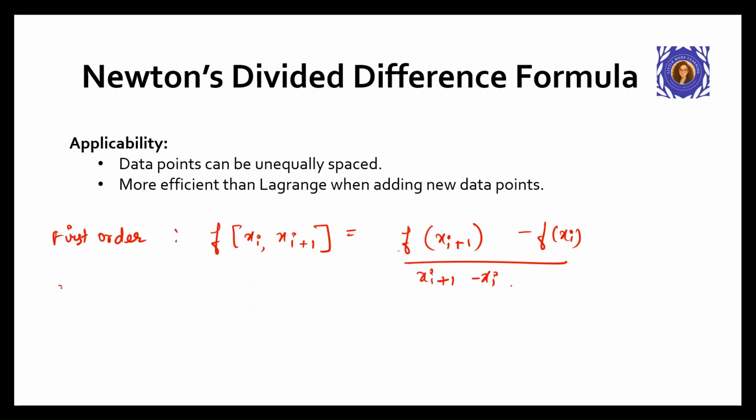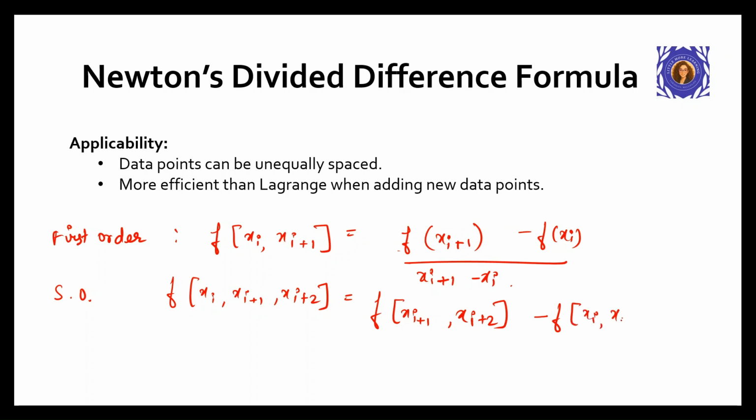Similarly, for second order, it goes like f[xi, xi+1, xi+2], and the formula is f[xi+1, xi+2] minus f[xi, xi+1], and the whole divided by xi+2 minus xi.